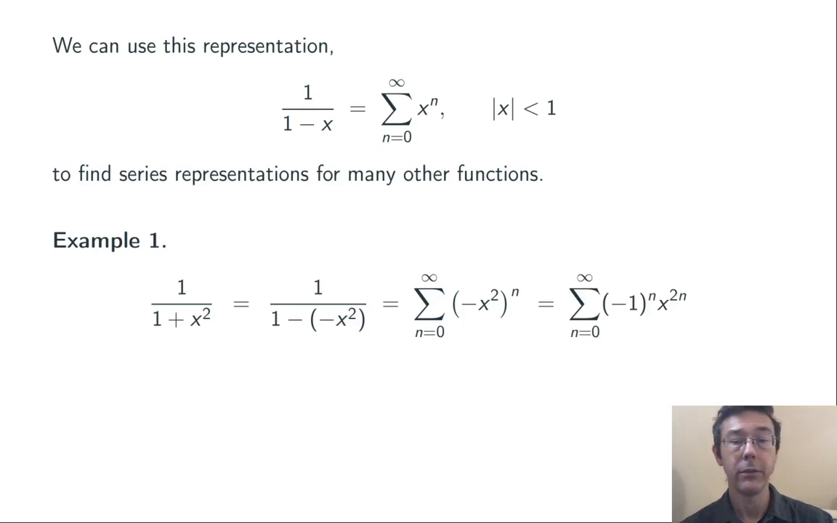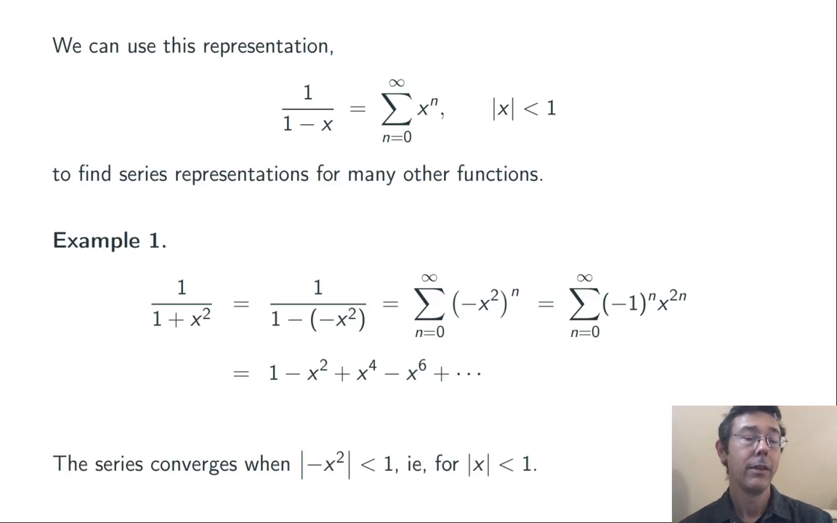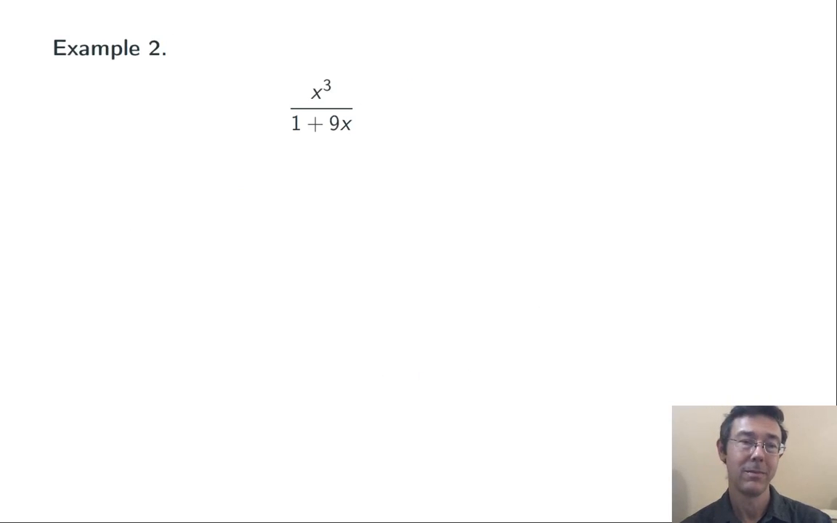I can simplify this very slightly to get the sum from n equals 0 to infinity of negative 1 to the n, x to the 2n, which is 1 minus x squared plus x to the 4th minus x to the 6th, and so on. Now, that series is going to converge whenever the absolute value of negative x squared is less than 1. In other words, when x is less than 1 in absolute value. Let's do a slightly harder example.